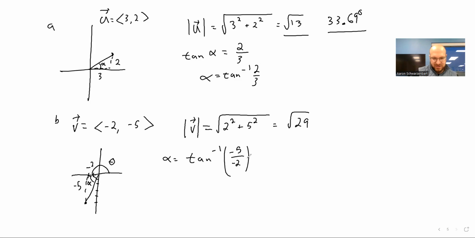And just grab my calculator. I want to be in degree mode, which I wasn't there for a second. And I get alpha equals 68.19. Nope, 68.20. I need to round this correctly.